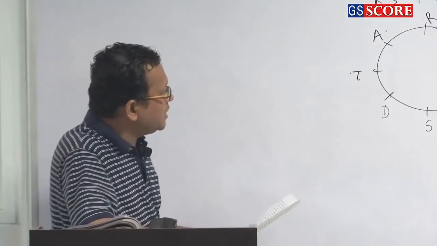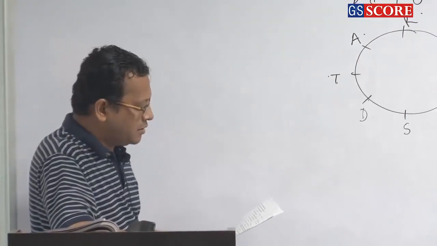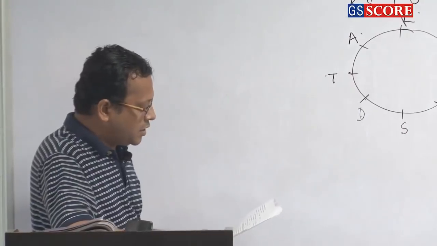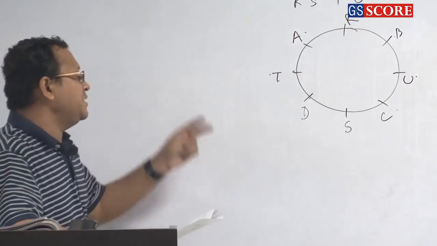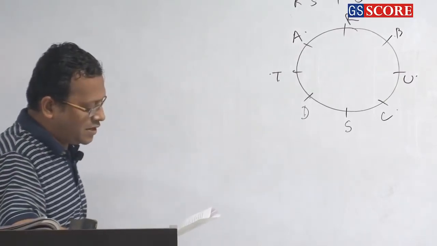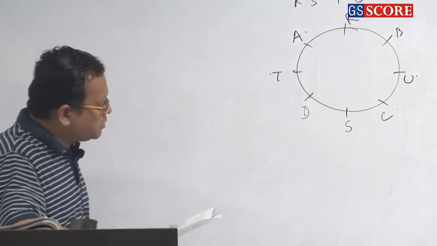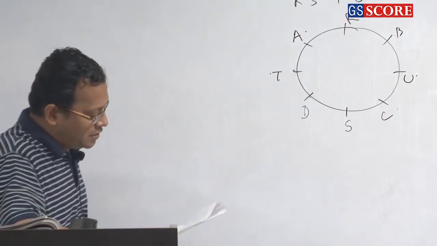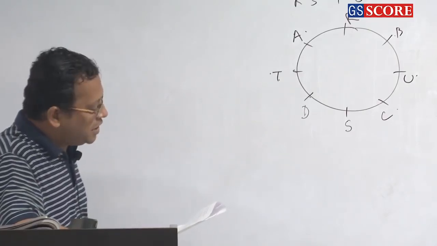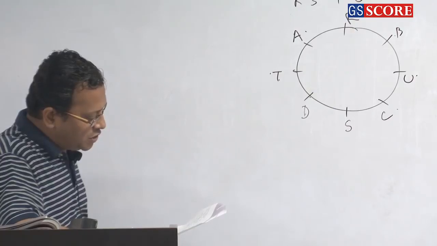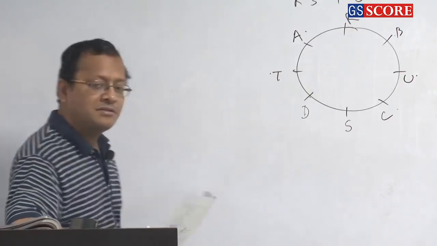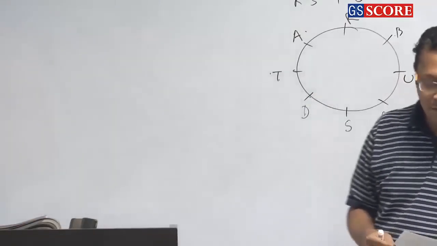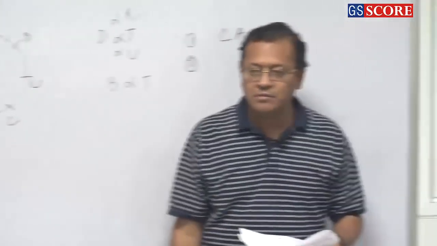Who is A's husband? R. Okay. R is between T. Sorry. A's husband is T. Sorry. R is between A and B. Okay. D is facing B. Which girl is married to S? D. That's it. Okay. 13th one.